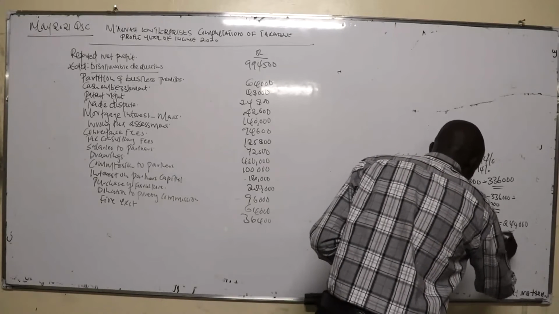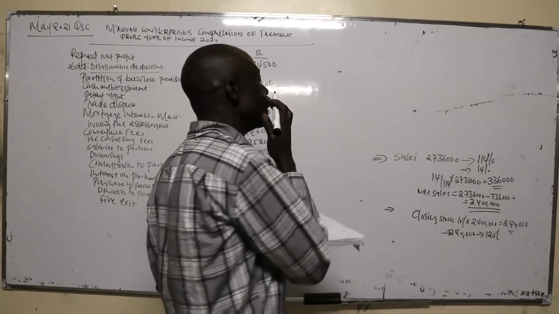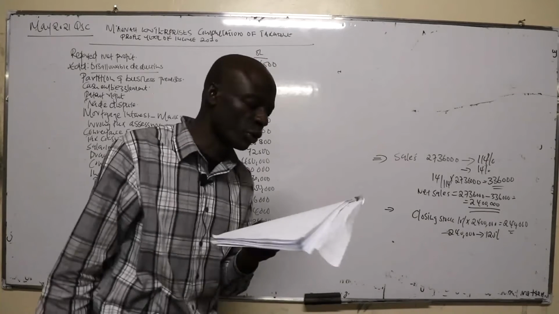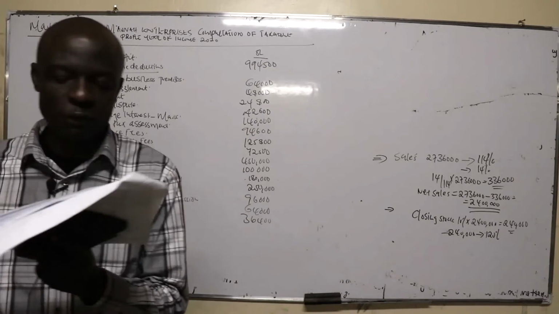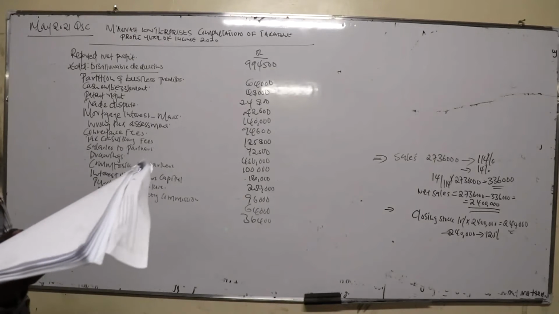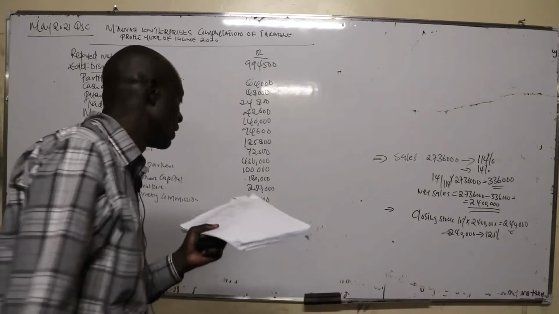So in other words, it is same as 120. So when you overstate your closing stock, what is the implication to your profit? What is the impact to your profit? When you overstate your closing stock, the impact is it enhances your profit.